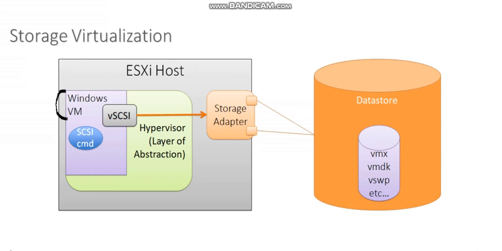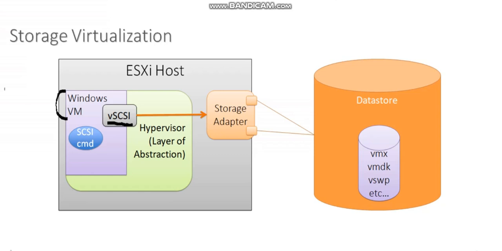So much like we saw with networking, we had a virtual NIC. With storage virtualization, we're going to have a virtual SCSI controller. And if we think about the way that a physical server works with internal hard drives, when the operating system needs to write some sort of data to disk, the operating system generates a SCSI command. If it needs to read data from disk, it generates a SCSI command, and it sends that command to the SCSI controller, which interfaces with those physical disks. That's the way that Windows is used to working.